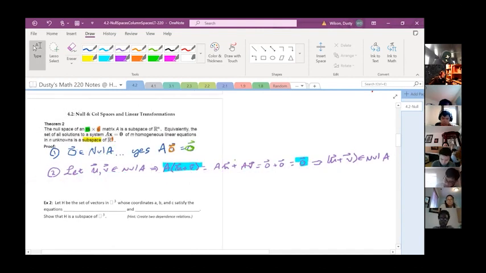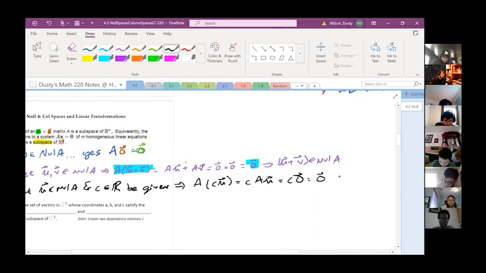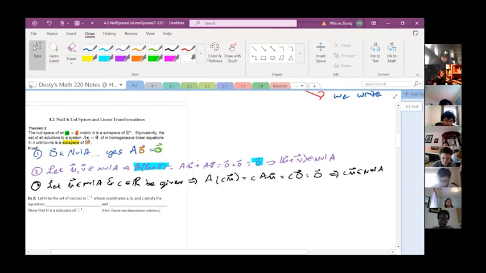We can do the same thing for scalar multiplication. So we can let u in the null space of A and c, a scalar in R, be given. Then we would look at A times cu, which would be cAu, c times 0, or just 0, which in turn tells you that cu is in the null space. So it's closed under addition, the purple says, and the black says it's closed under scalar multiplication.